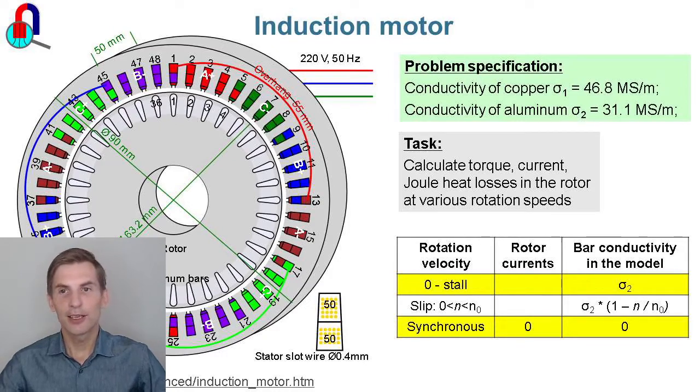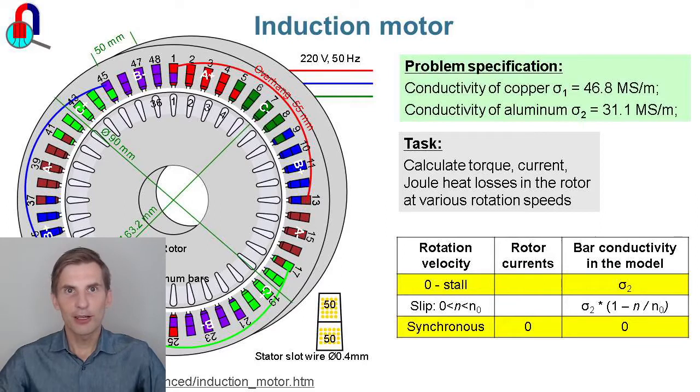Now please take a look at this table. Motionless rotor, normal conductivity. Synchronous speed, zero conductivity. And in between, for some non-zero rotating speed, we should attenuate the conductivity value.